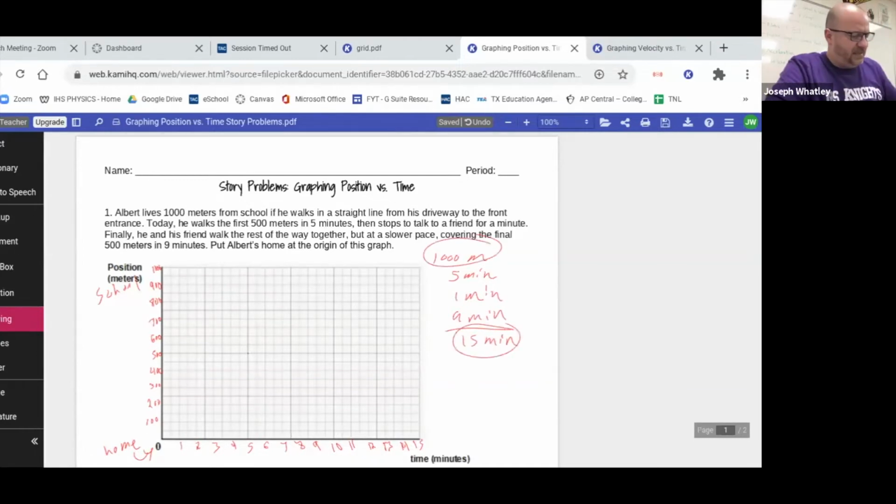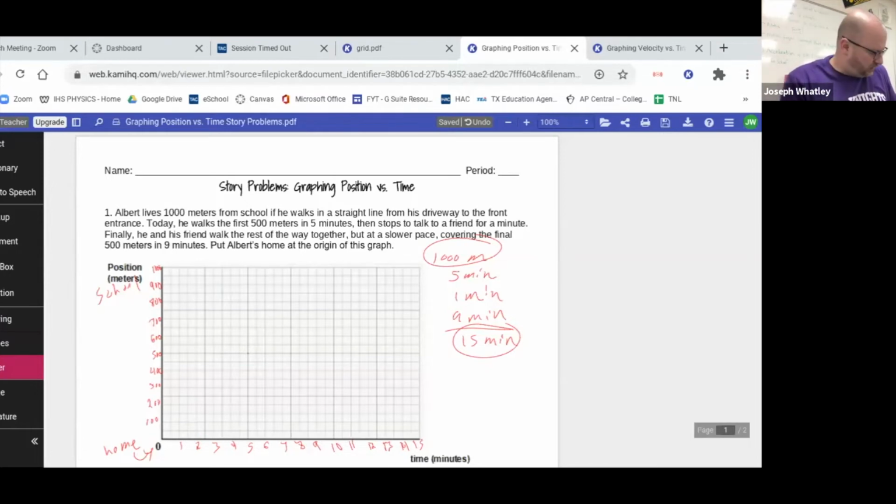So when I set my scale on the graph, I need to make sure it covers 1,000 meters and at least 15 minutes. Now, in this case, I did stretch it out fully. If you cover at least 3/4 of your graph, that's important. Don't try to shrink everything into just this little box and say, oh, I just want to graph it all here. That doesn't work. That would not be acceptable.